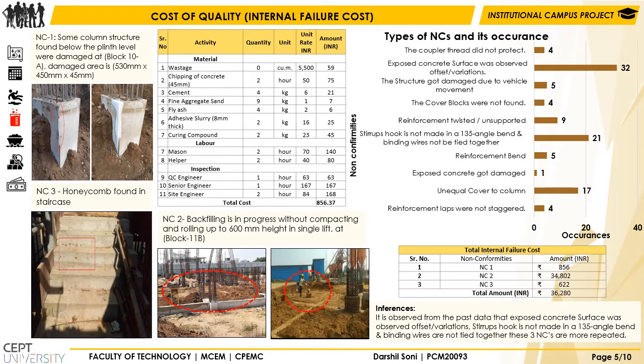These are the three NCRs that we consider under internal failure cost and the cost of quality for our analysis, which are: column structure was damaged, honeycombing, and backfilling without compaction and pouring a large amount in a single lift. We calculated each NCR's cost considering the cost of material, labor, and inspection.